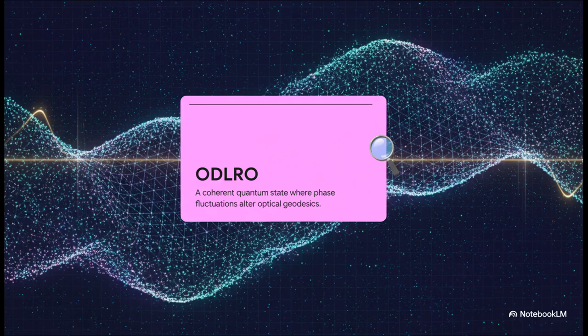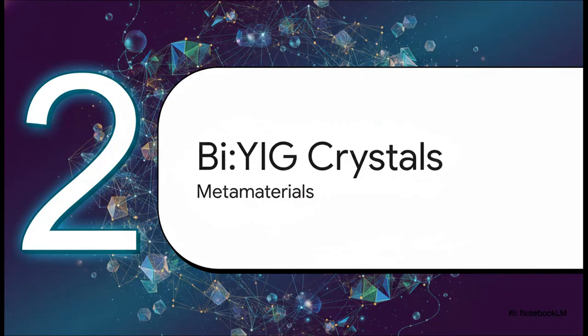And because they're in perfect lockstep, any fluctuations in their collective phase can non-locally couple with electromagnetic fields. So, to put it simply, by controlling this giant quantum wave, scientists can theoretically alter the path that light takes through the material. They're effectively bending optical space, just like intense gravity bends physical space. Which brings us to part 2, the power of BiIG crystals.